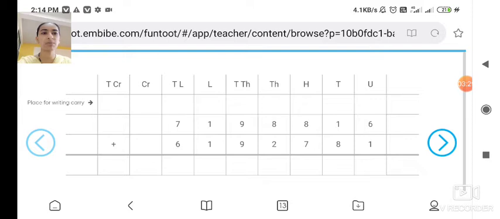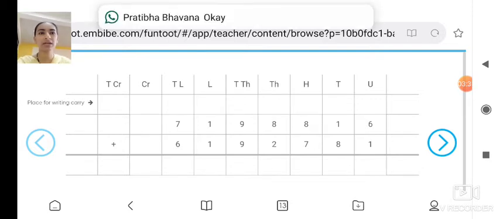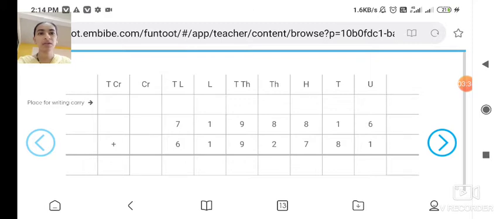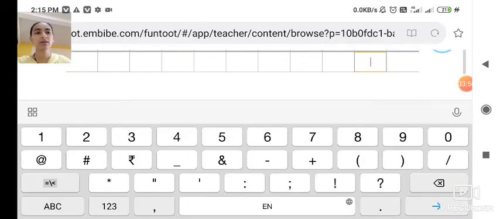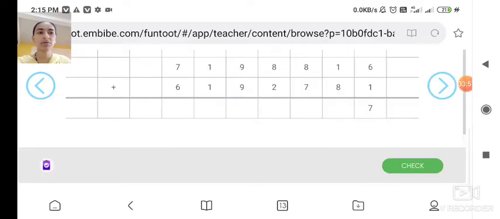Unit place, tens place, hundreds place, thousands place, ten thousands, lakh, ten lakh. Okay, the numbers are up to ten lakh. Now place is there for carryover. Now take the addition. 6 plus 1, 7. So you have to write 7 below the 1. Okay, write here 7. You have written 7.